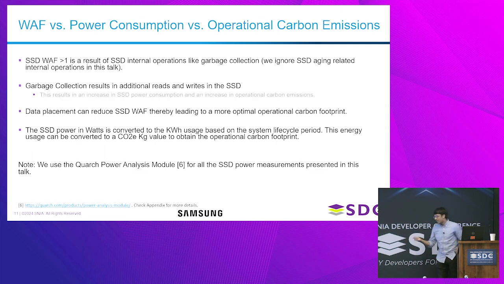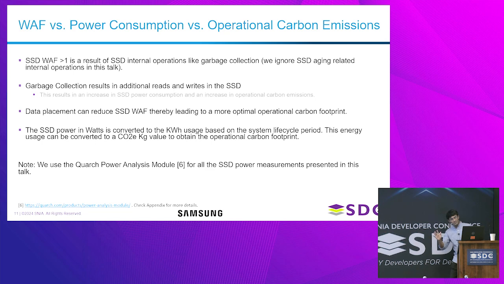So now that we know that if your WAF is high, your lifetime is low, so you have to buy more SSDs, your embodied carbon footprint is high, what does a high WAF mean for power consumption and operational carbon emissions? So if you think about it, when do you get a high WAF? You get a high WAF if your SSD is doing some extra internal stuff inside, like garbage collection. So for a fixed host workload, if your WAF is high, it means the SSD is doing additional reads and writes in the form of garbage collection. So that essentially translates to a higher power consumption.